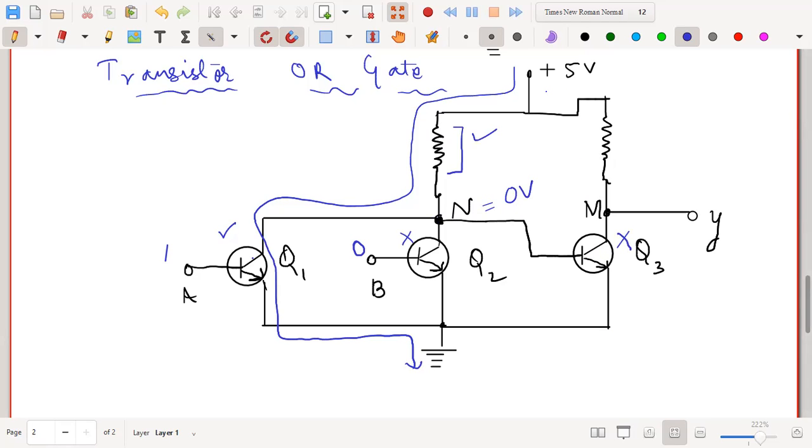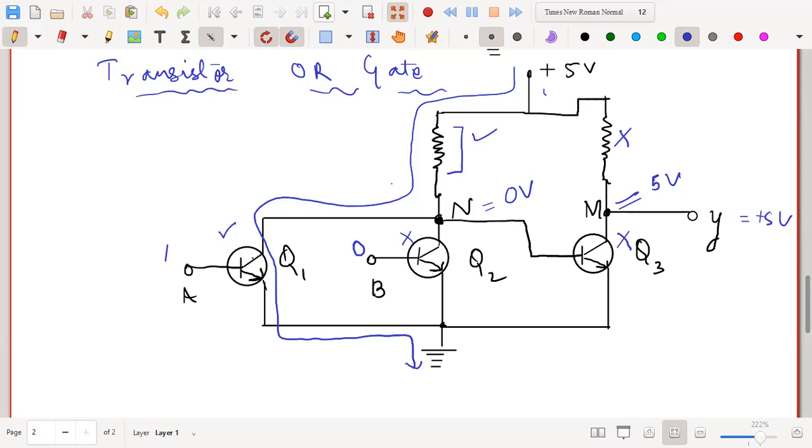In such a case, what happens? Current will not flow through this transistor and the voltage cannot drop across this resistance. That means whatever is the voltage, it will directly appear across M. That is, the point M will be plus 5 volt. That means it is 1, or the output will be plus 5 volt.